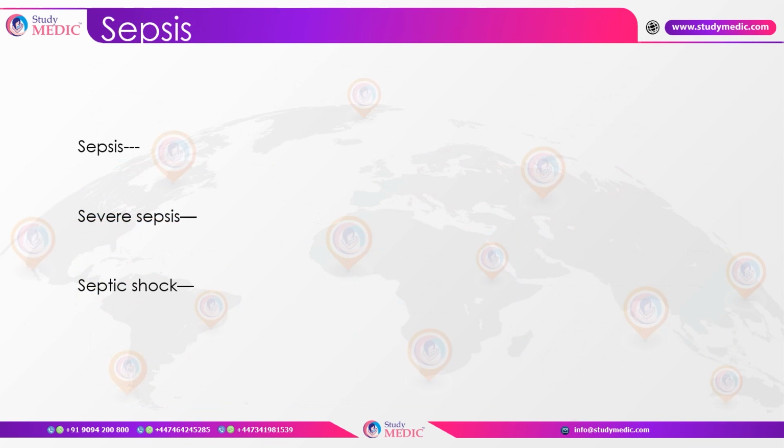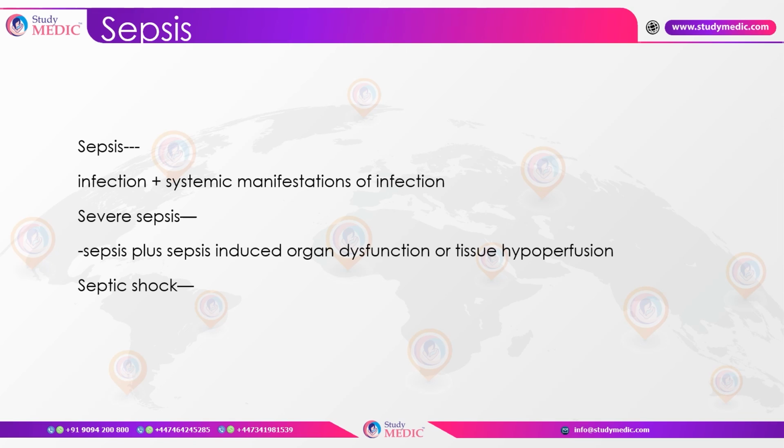Now next, coming to sepsis. You should know the definition of sepsis, severe sepsis and septic shock, because questions are asked on this. Sepsis, basically, is whenever there is infection in the body and you get systemic manifestations of infection, very commonly fever, you can get tachycardia. What is severe sepsis? Whenever you have sepsis and sepsis induced organ dysfunction or tissue hypoperfusion.